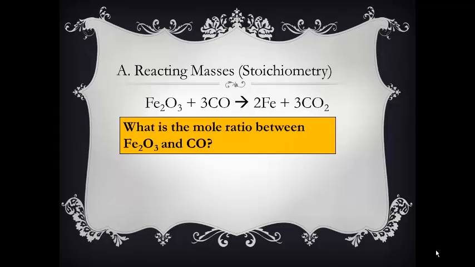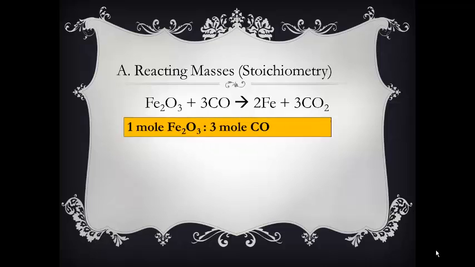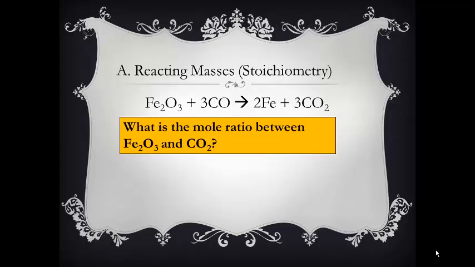So, quick review on reading the balanced equation. What is the mole ratio between iron(III) oxide and carbon monoxide? You have 1 mole of Fe2O3 and 3 moles of carbon monoxide. There's a 1 in front of the rust because there's no number in front of it, so we just assume it's 1, and then everything else is the coefficient.